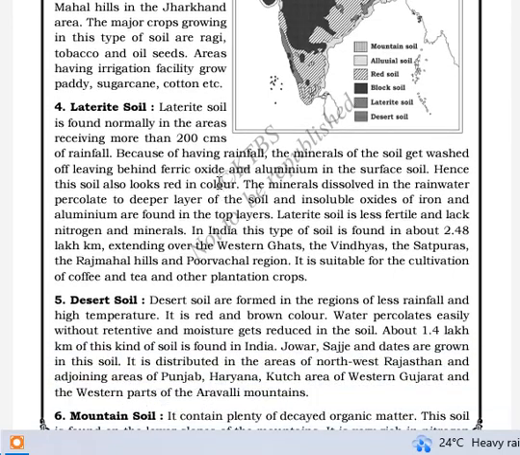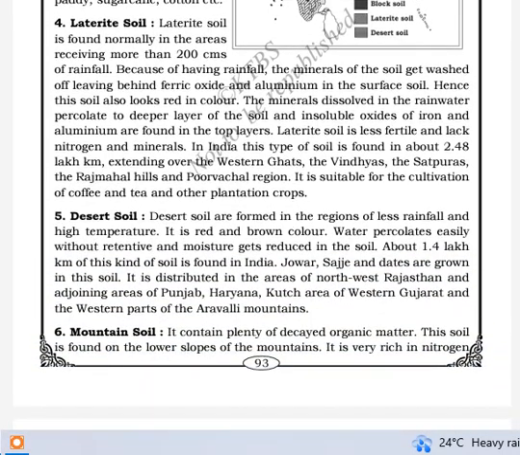So that's about your red soil. Now let's look at the laterite soil. Laterite soil is the fourth type of soil.